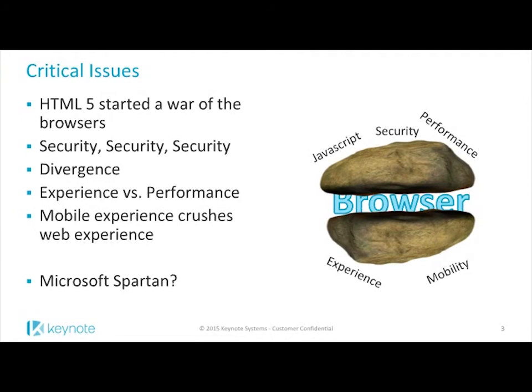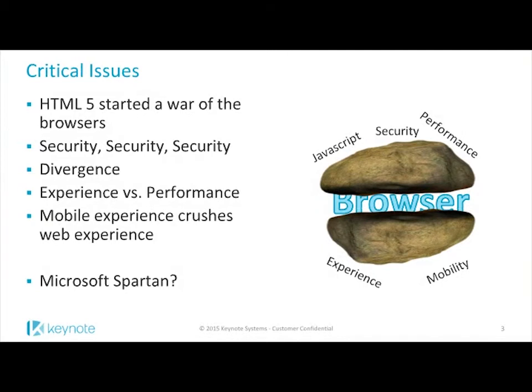Divergence. HTML5 has also created a problem for people like yourselves, where any given digital property accessed through different browsers has a divergent experience. The elephant in the room is that mobile experience is crushing web experience, and how do we deal with that? And of course, we've all heard about Microsoft Spartan, which is probably the second biggest thing to happen in browsers in a while, given HTML5. So these are the topics we're going to cover.